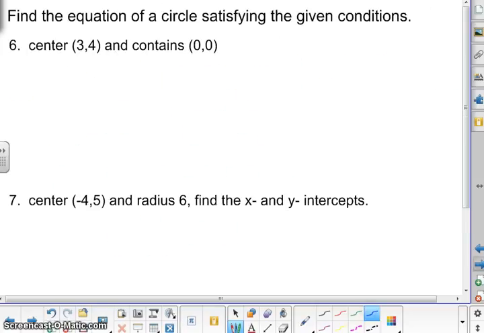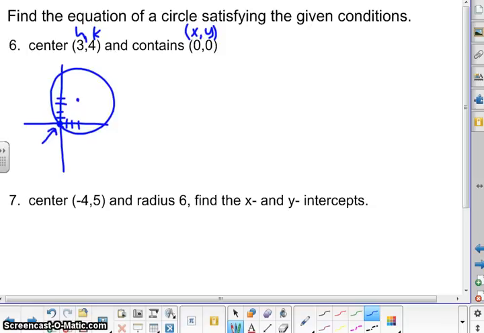All right, so let's look at this last little part here where we're trying to find the equation of a circle satisfying the given conditions. For number 6, we have the center point at 3, 4. So our variables would be h, k. And it contains 0, 0. So what that means is this is x, y. And if you look at the graph, 1, 2, 3, 1, 2, 3, 4, this point is going to lie on the circle. So if you did a radius all the way around, 0, 0 would land on the circle. So that's what it means by contains.